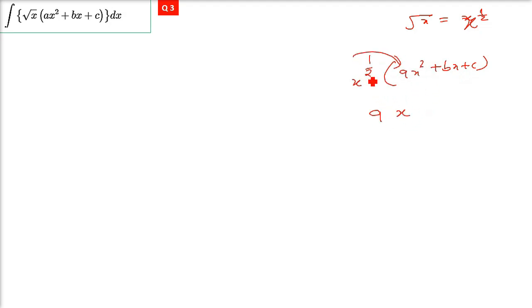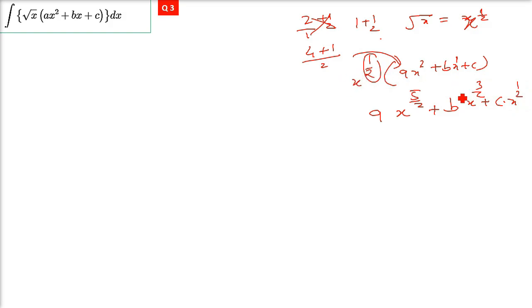So a into x square into x raised half. This will be the first one. So the power will get added, x raised to the power 2 and 1 by 2. 2 plus 1 by 2 is simply 4 plus 1 by 2, 5 by 2. So x to the power 5 by 2 it will be. a into x to the power 5 by 2 plus b, here x raised half, and this x to the power 1. 1 plus half is 3 by 2. So we have b into x to the power 3 by 2. And then we have this c multiplied by x raised half will be c into x raised half. So this multiplication, this is the final expression which needs to be integrated.